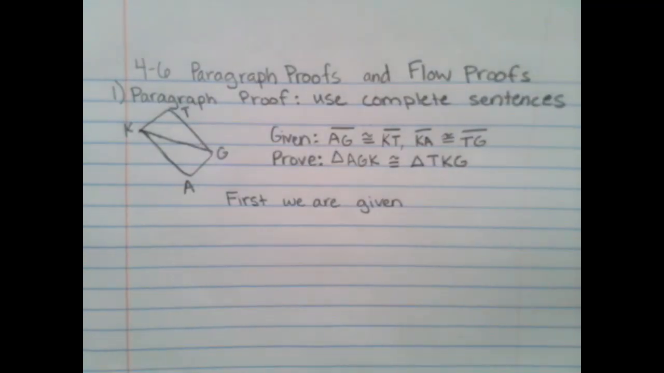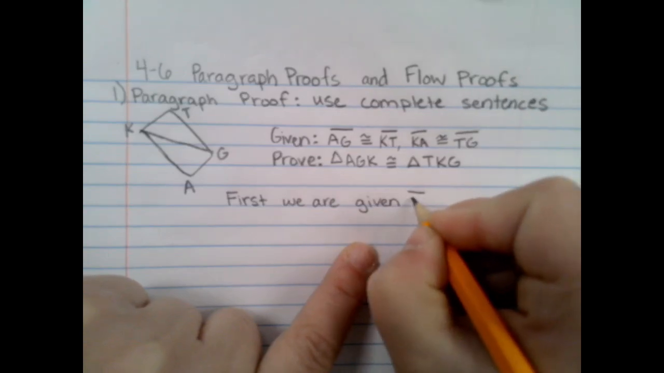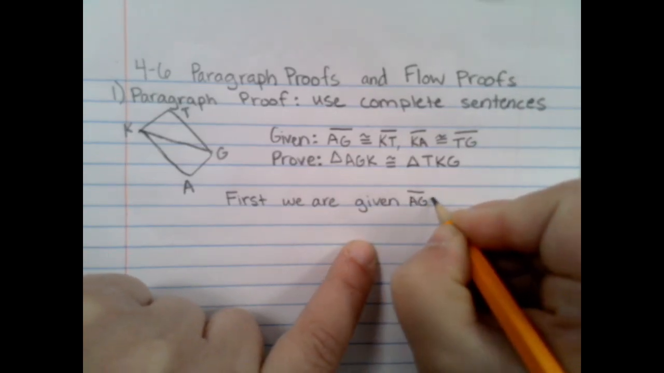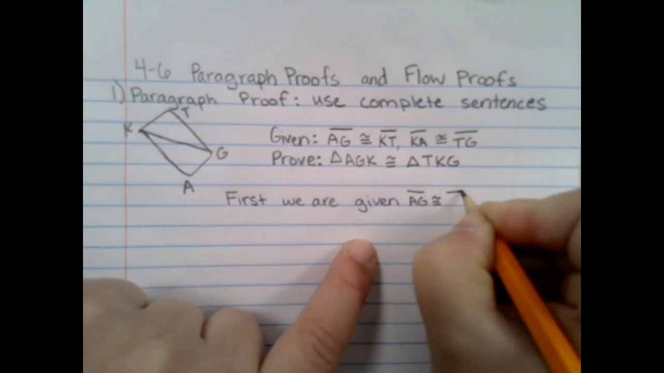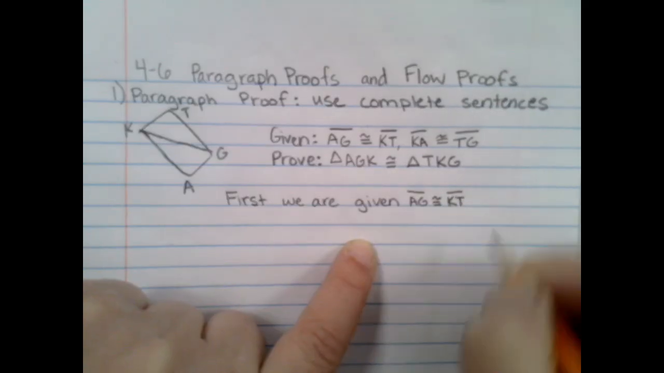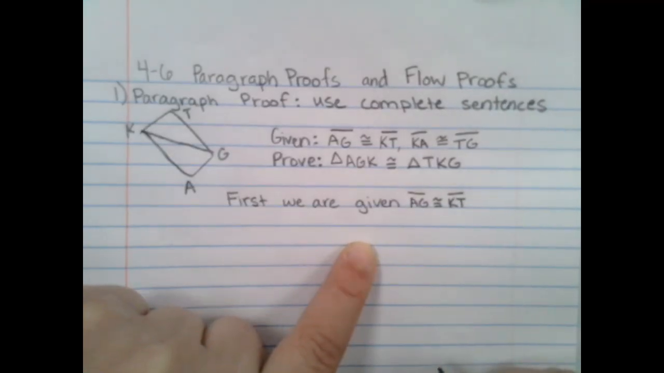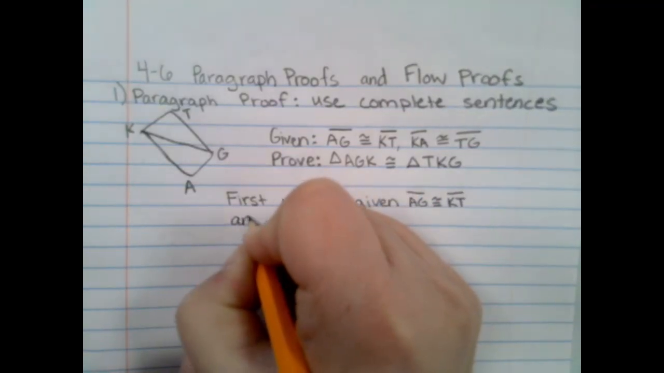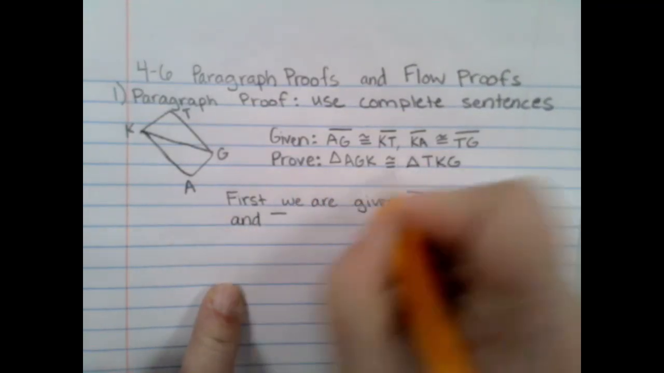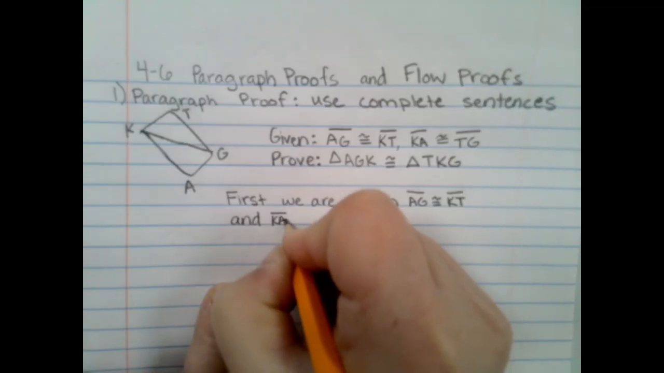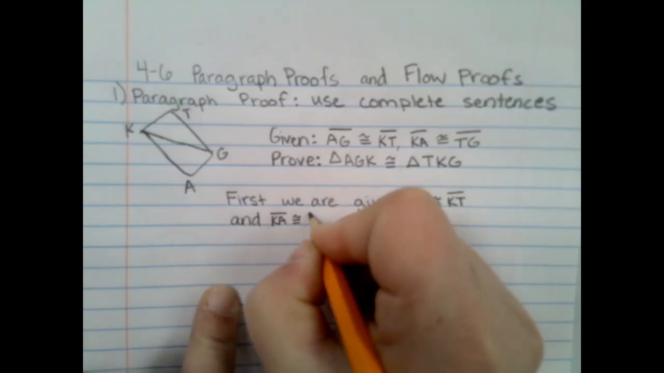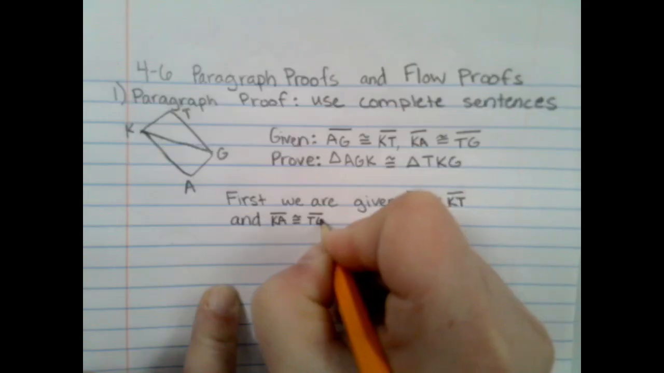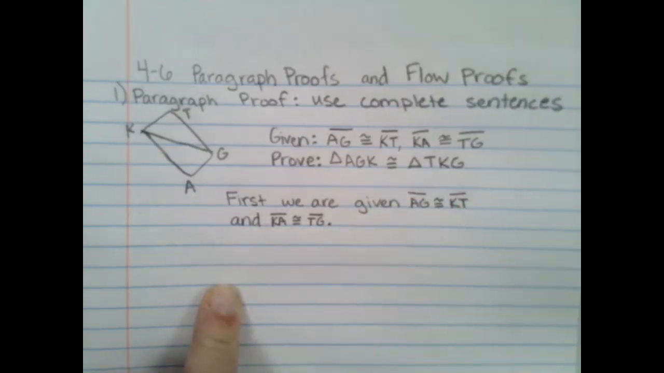And then we're going to list what we're given. So what things were we given? Segment AG is congruent to segment KT. And segment KA is congruent to segment TG. And that's the end of our sentence, so we put a period there.